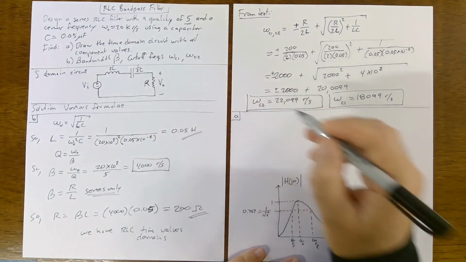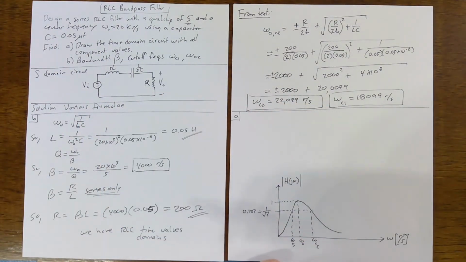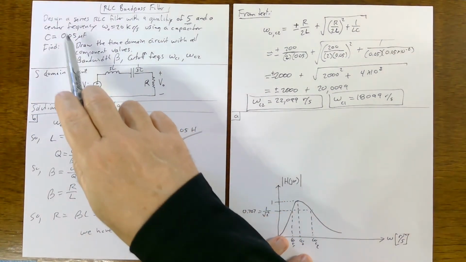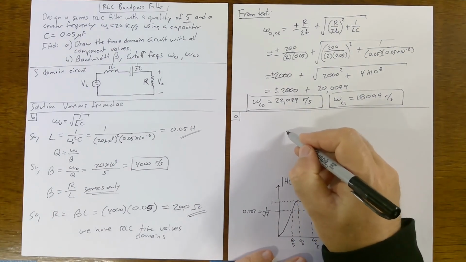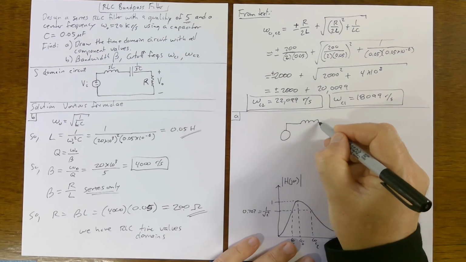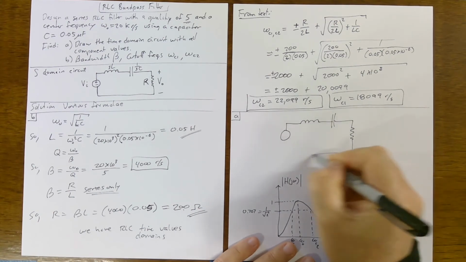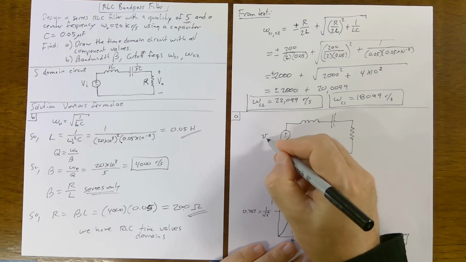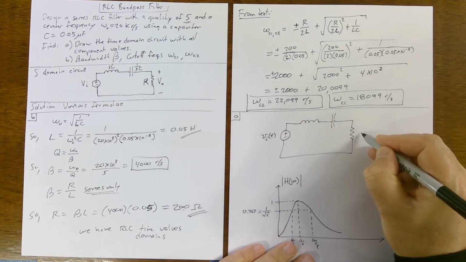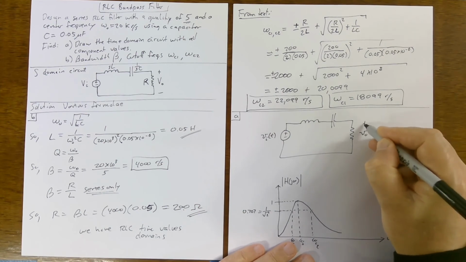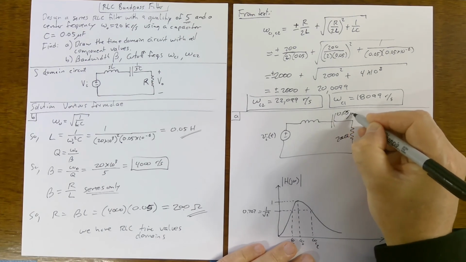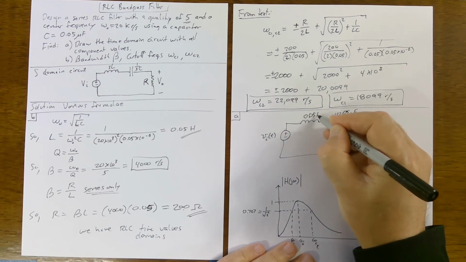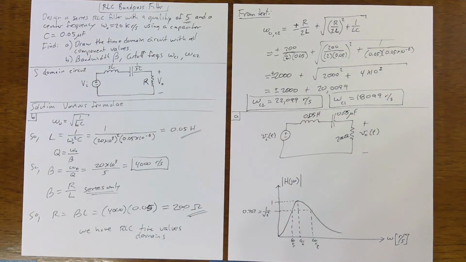And then for part A, they're asking you to draw the time domain circuit with all the component values. With these component values, capacitance, inductance, resistance. And that means it looks like this. So Vi as a function of time, little v0 as a function of time is the output. This is a 200 ohm resistor. This is a 0.05 microfarad cap and the 0.05 henries. That was it.